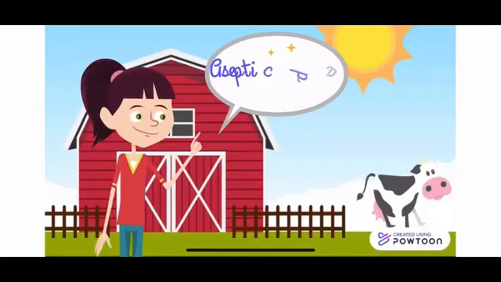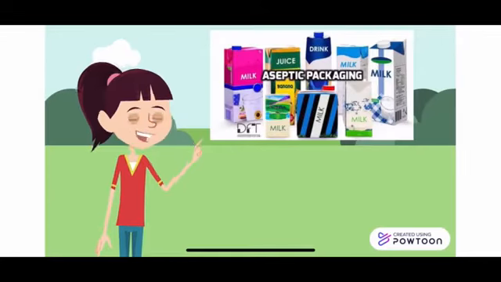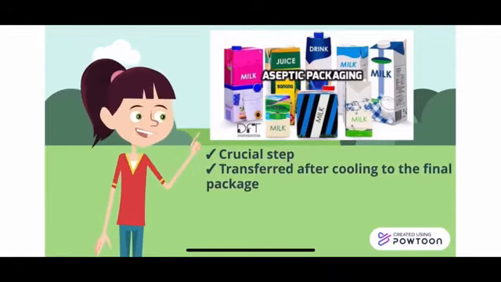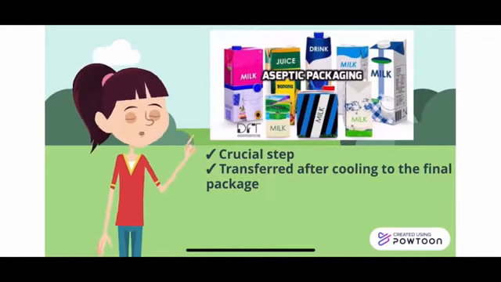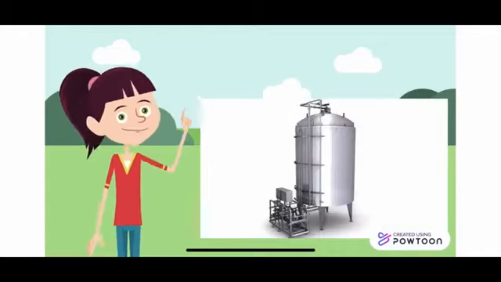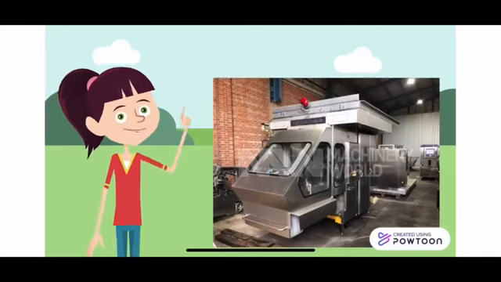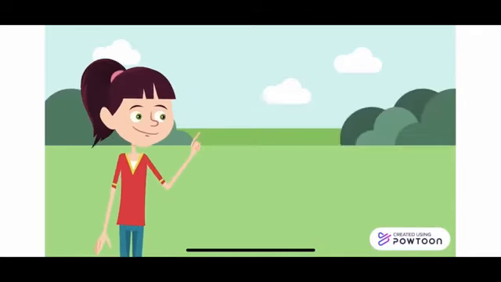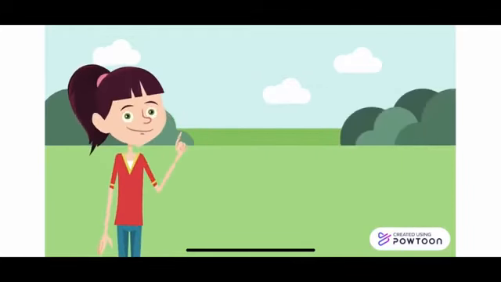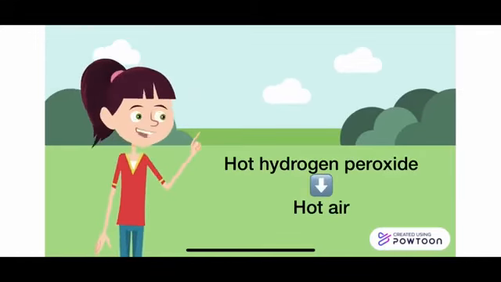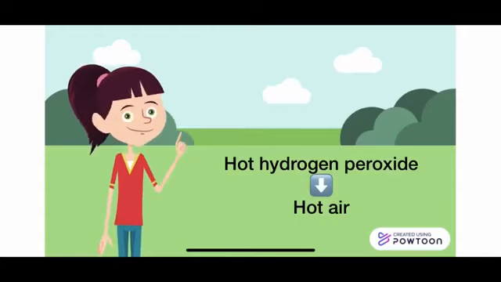The last step is aseptic packaging. The aseptic packaging step is a crucial one. The product must be transferred after cooling to the final package and the package sealed without introducing even one bacterial cell. In most commercial plants, the product is held in an aseptic tank before it is sent to the aseptic packer. Various packaging types are available, but the most common are paperboard and multi-layered plastic. The packages are sterilized before being filled, usually with hot hydrogen peroxide followed by hot air to remove residual peroxide.